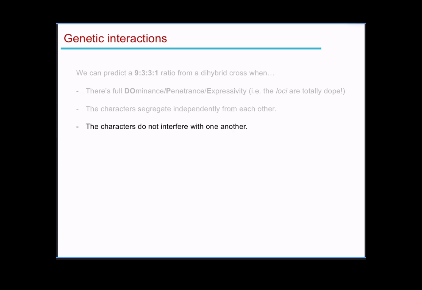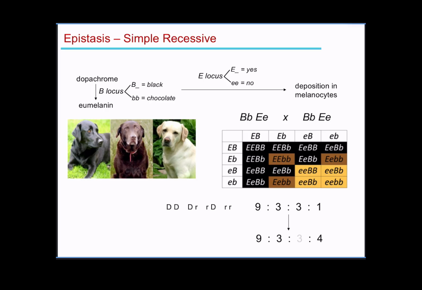So let's go through a few examples of when characters do interfere with each other. What happens when characters do interfere with one another? Let's start with this textbook example of what is called a simple recessive epistasis. I'm going to start throwing some terms at you that you may have encountered before, but in case you didn't, we'll explain them in detail. So let's start with epistasis.